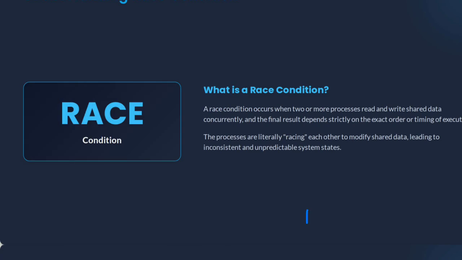This happens because process scheduling is controlled by the CPU scheduler, which can switch context at any microsecond. Concurrent execution leads to data corruption and hard-to-find bugs.